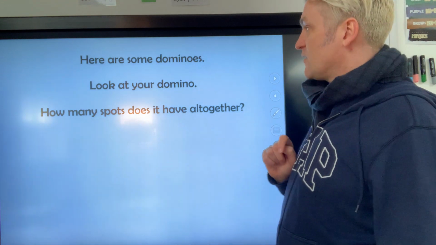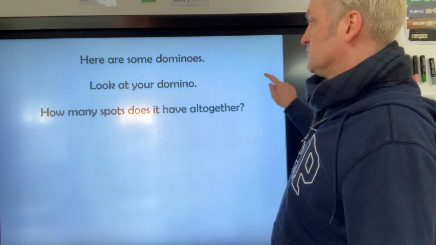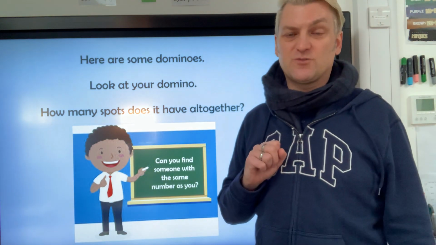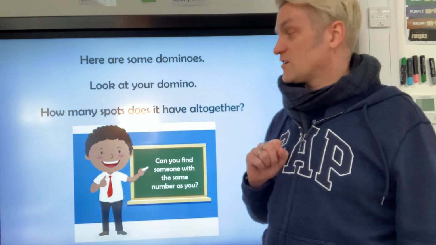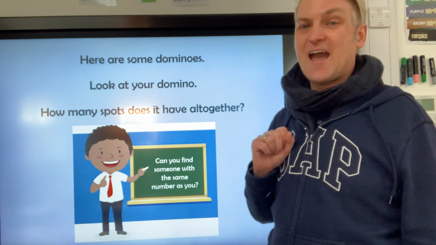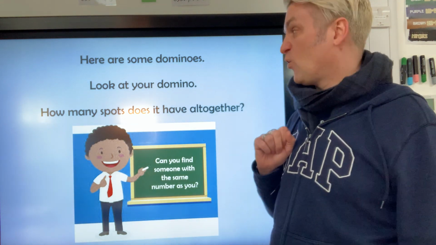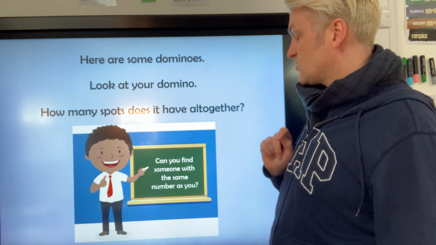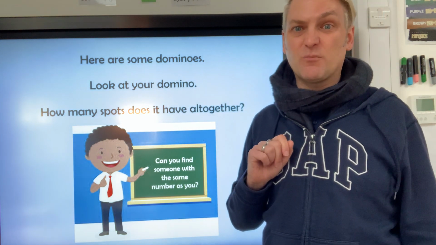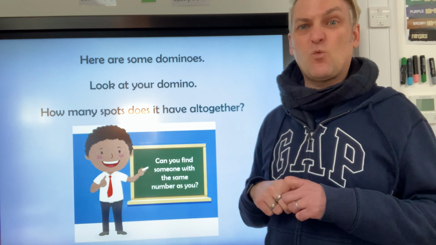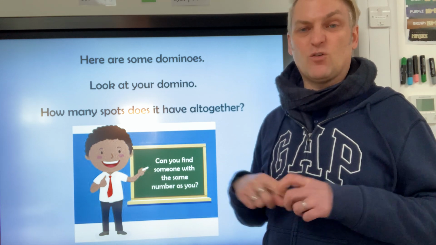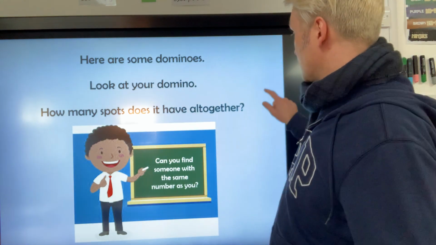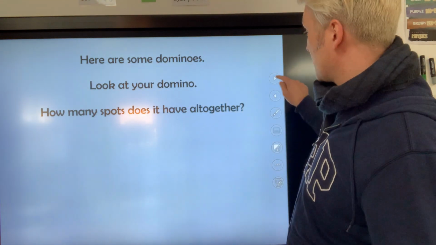Now, we've got some dominoes. All right. If you've got some dominoes at home, you could do this one. I want you to find out how many spots there are all together. All right. So can you find someone, maybe if you've got a grown-up there, can you find someone with the same number, or try and find some that have got the same number on them? Okay. And I'd also like you to have a go if you've got some dominoes.